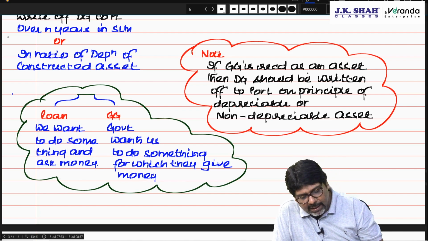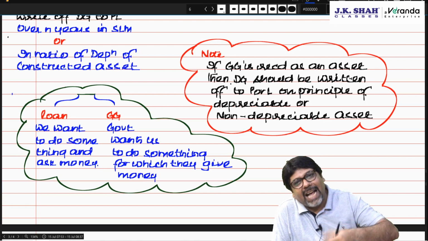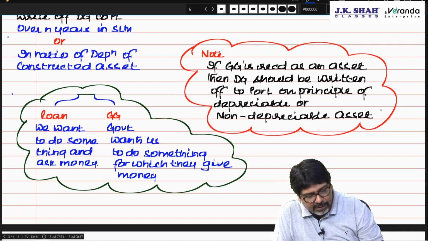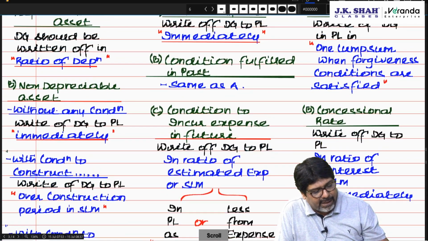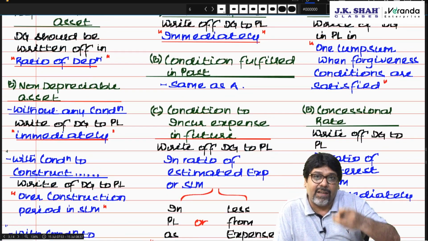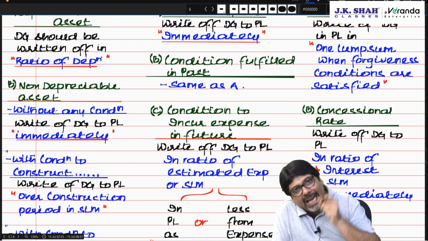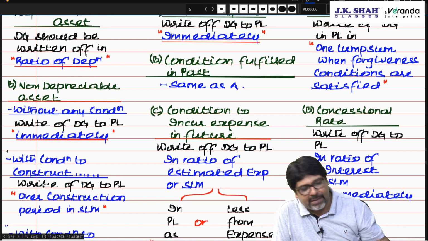If government grant is received as an asset, then DG should be written off. You got an asset as a government grant. Then DG should be written off to PL on the principle of depreciable or non-depreciable asset. So either government gives you cash for an asset or government gives you an asset.